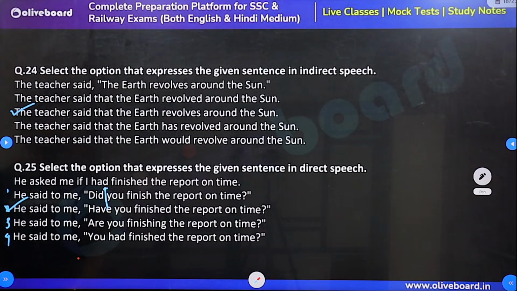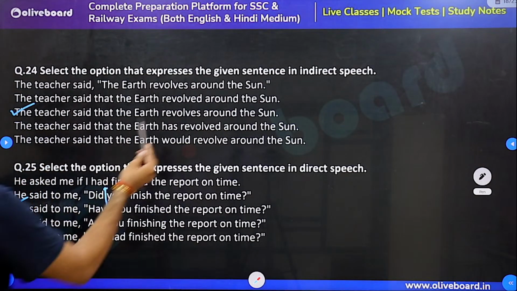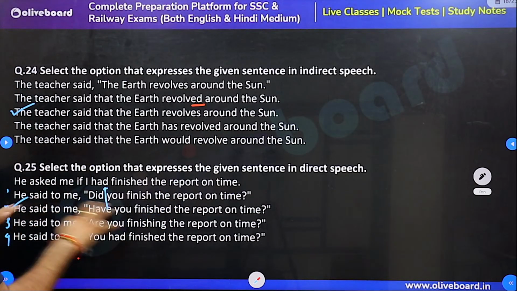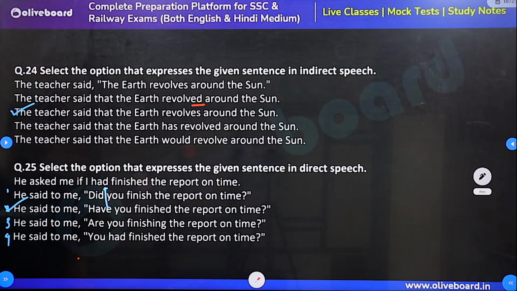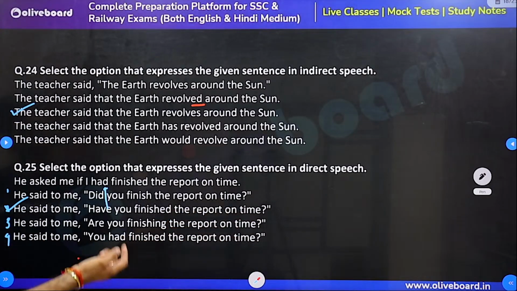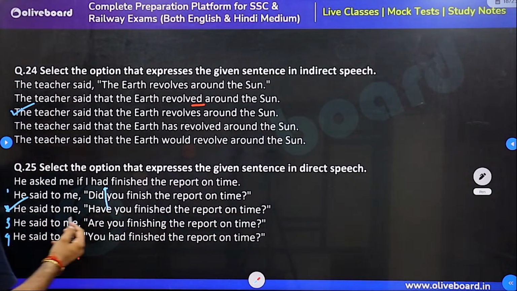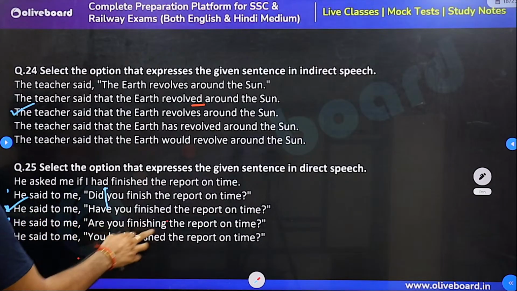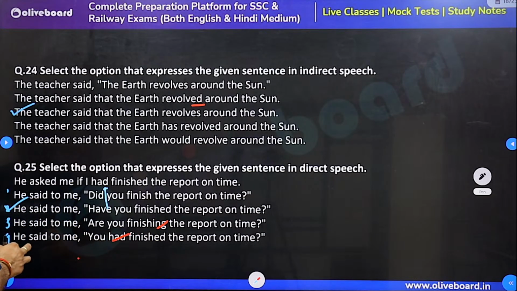Teacher said the earth revolves around the sun. Don't do revolved, as that's a universal truth, must stay the same. No change. He asked me if I had finished the reports on time. "Hey, have you finished the reports on time?" "Yes, I have." So he asked me if I had. He said to me, have you finished? That is correct, but that's a better choice. No ing there. That's not a question.